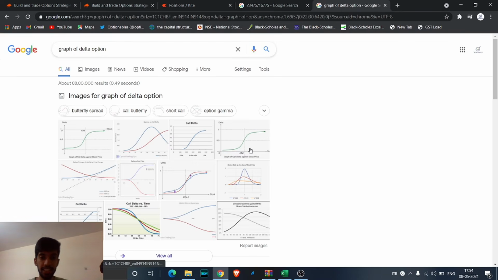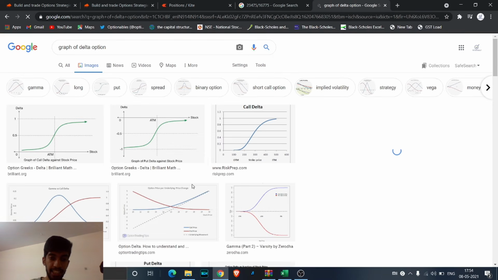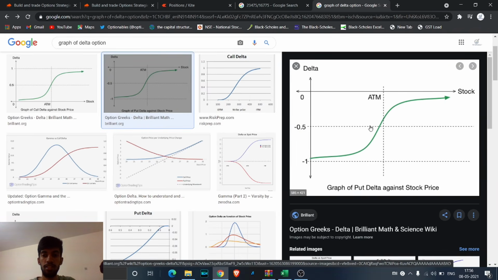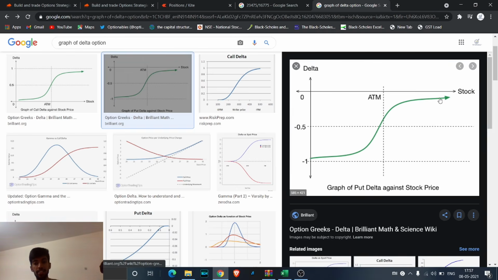Okay, so you can see here, the delta graph is going to look something like this. So this is the delta graph of a put option. You can see -1 to 0. So you can see the graph here. The delta of a call option is going to be very similar, but it is going to be a little opposite because it starts from 0 to +1. So it is going to come like this and go up like this, because it's 0 to +1.